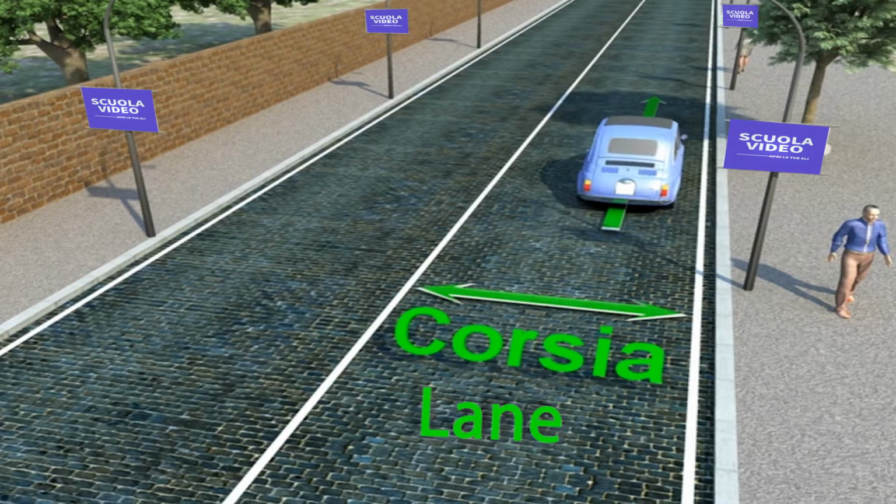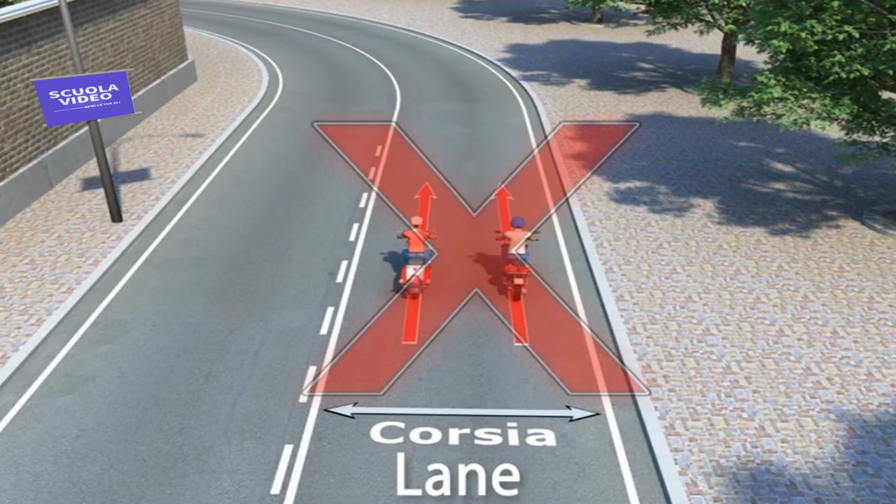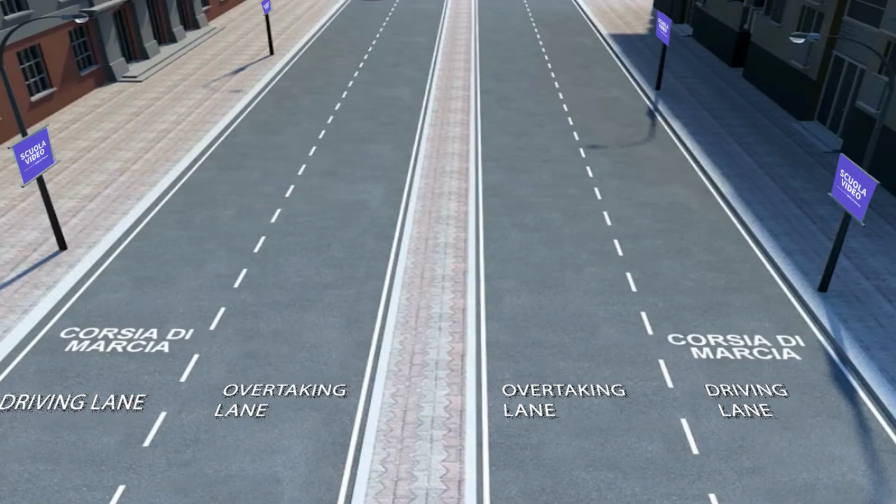La corsia. The lane. The lane is a part of the carriageway which allows the movement of only one row of vehicles. It can never be two-way traffic and does not allow any type of vehicle to travel alongside another. Inside it is bounded by continuous or discontinuous stripes and can be of various types.